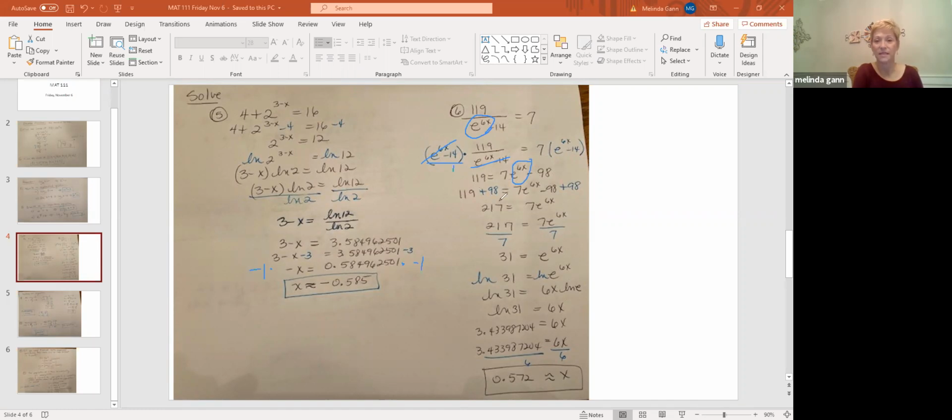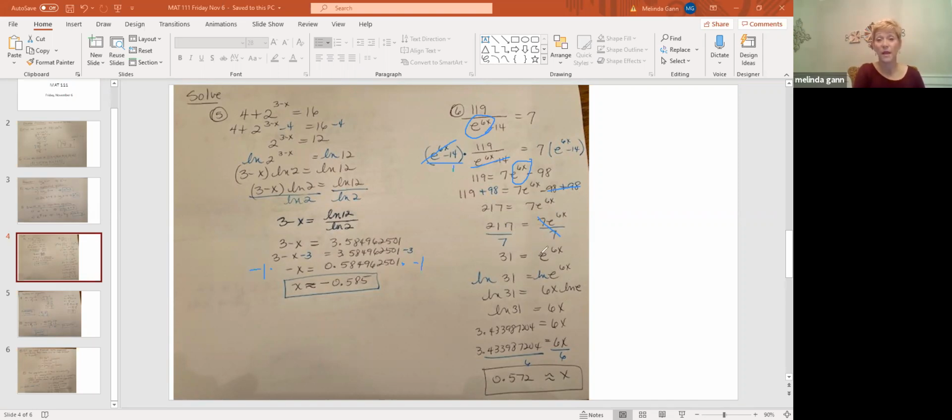So 119 plus 98 gave me 217. And then the 98s went out over here and just left me the 7e to the 6x. So how do I get rid of that 7? I had to divide both sides by 7. So those 7s went out and left me e to the 6x. And then 217 divided by 7 is 31.